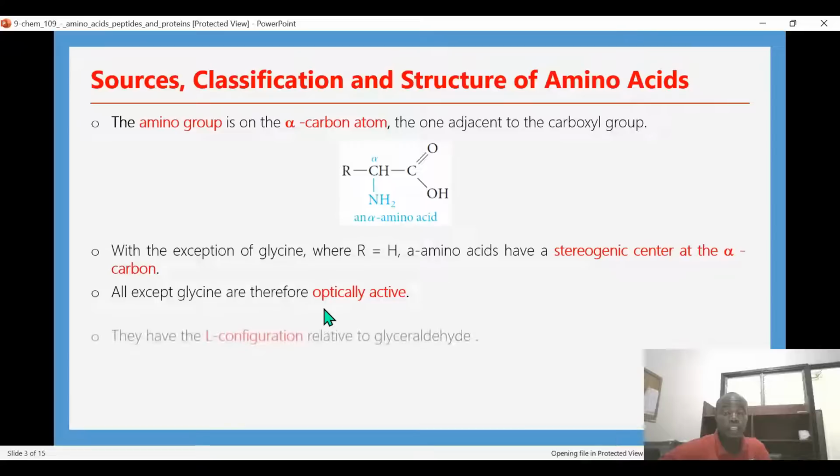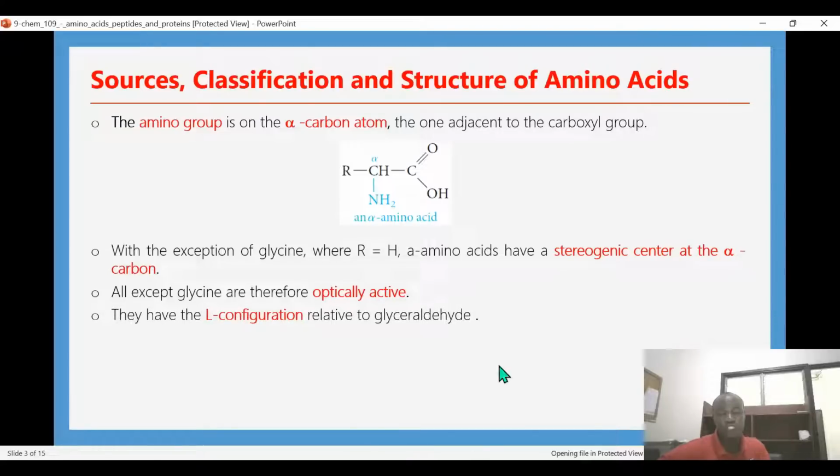So the next thing is all amino acids. Generally, when we say amino acids are optically active, it means that they have two types of isomer, the L isomer and the D isomer. But which type of isomer are most of our amino acids? They are usually in the form of L configuration. So that is why they are called L isomer.